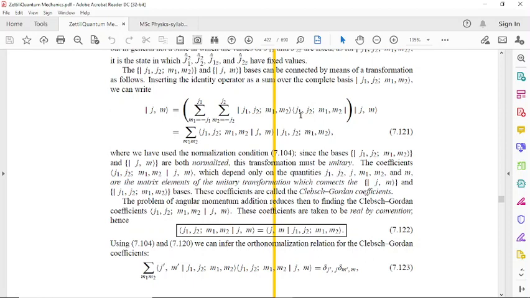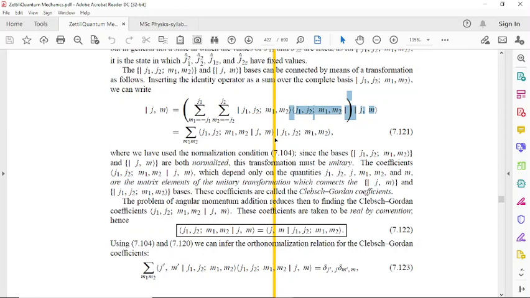Then we can bring this ket JM. We can connect these two things together. So we will get bra J1 J2 M1 M2 ket JM, then ket J1 J2 M1 M2. Now we have represented the ket JM in terms of the J1 J2 M1 M2 basis.